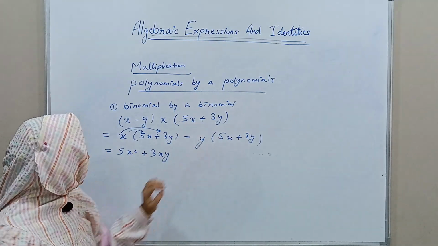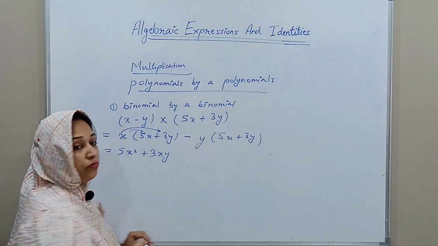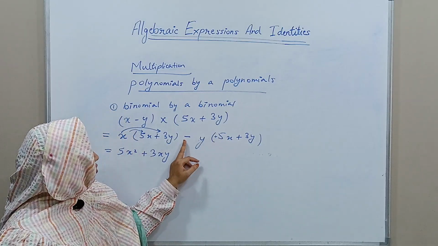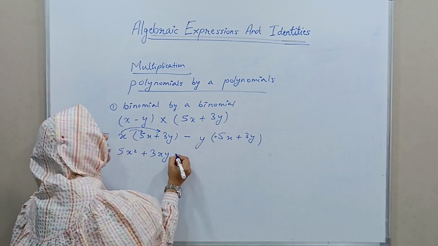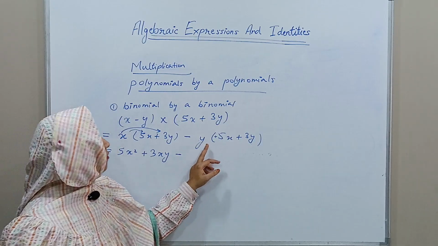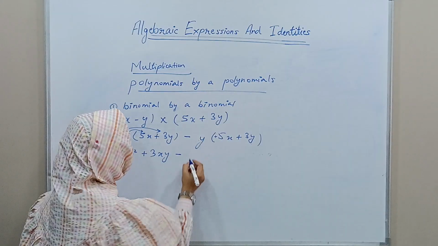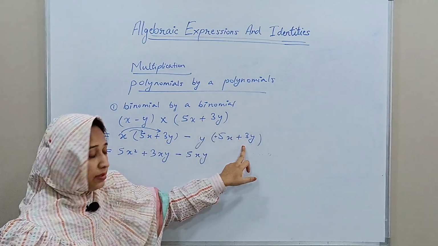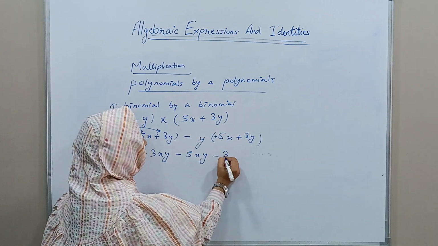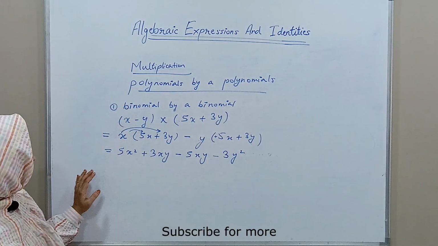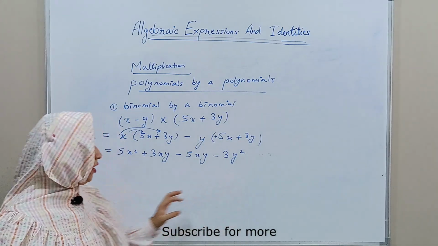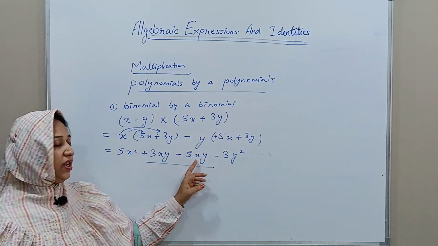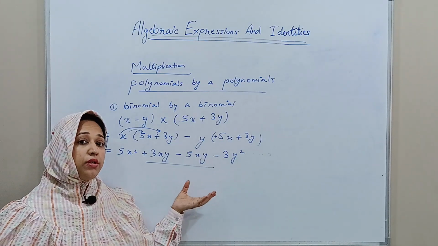Now the second part. Now we have a minus sign. So do not forget to multiply the minus sign. And here by default we have a plus sign. So minus into plus makes it minus. Then 5 into 1 is 5xy. Again minus into plus is minus 3y square. Now let us observe, and what we find out is that 3xy and minus 5xy are like terms. So you are supposed to solve them.